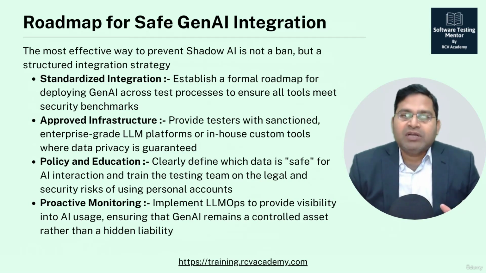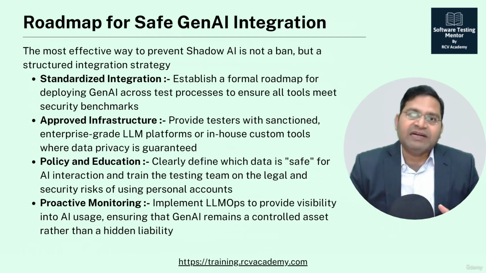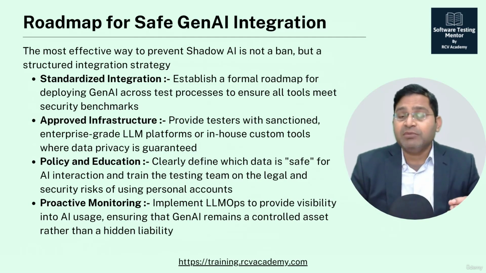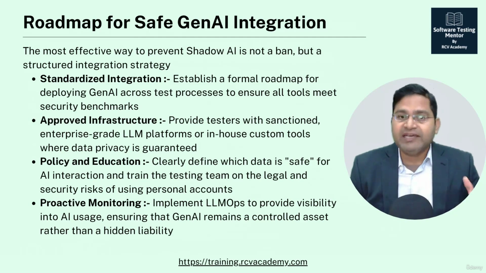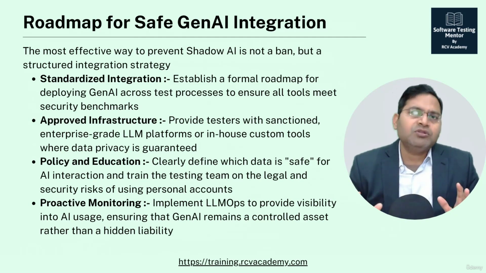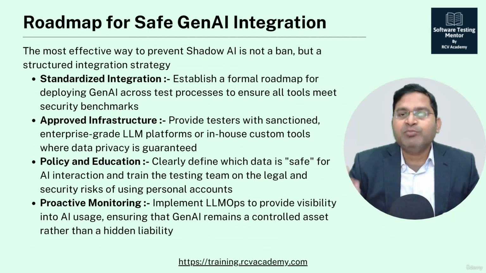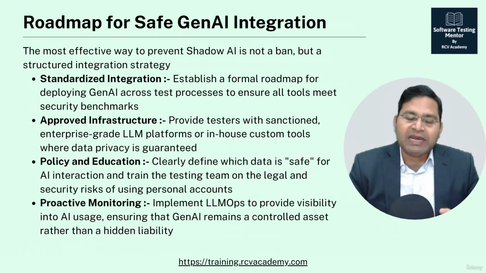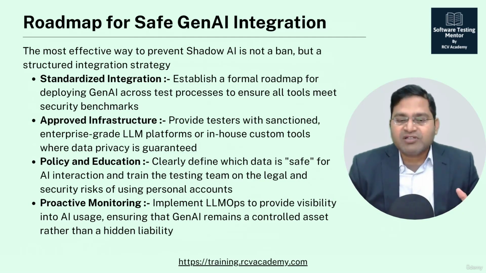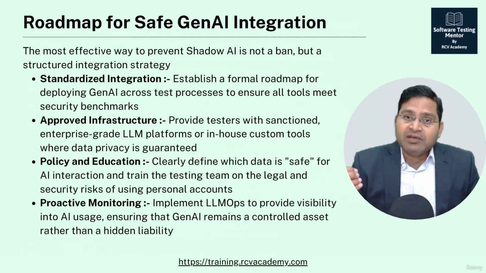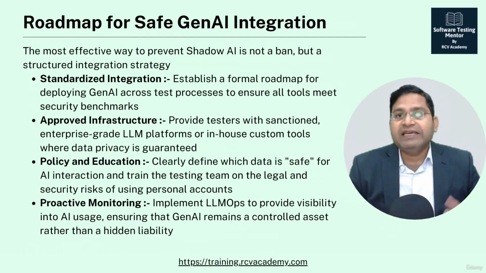The best approach as an organization is to have an integration strategy in place: standardized integration, establishing a formal roadmap for deploying Gen AI across test processes to ensure all tools meet security benchmarks. So rather than asking people to stop using it, you embrace it and provide formalized, standardized tools that people can use. Then approved infrastructure, where sanctioned enterprise grade LLM platforms or in-house custom tools are approved. People should use those. Then policy and education: clearly defining what data is safe for AI interaction, and training the testing team on the legal and security risks of using personal accounts.